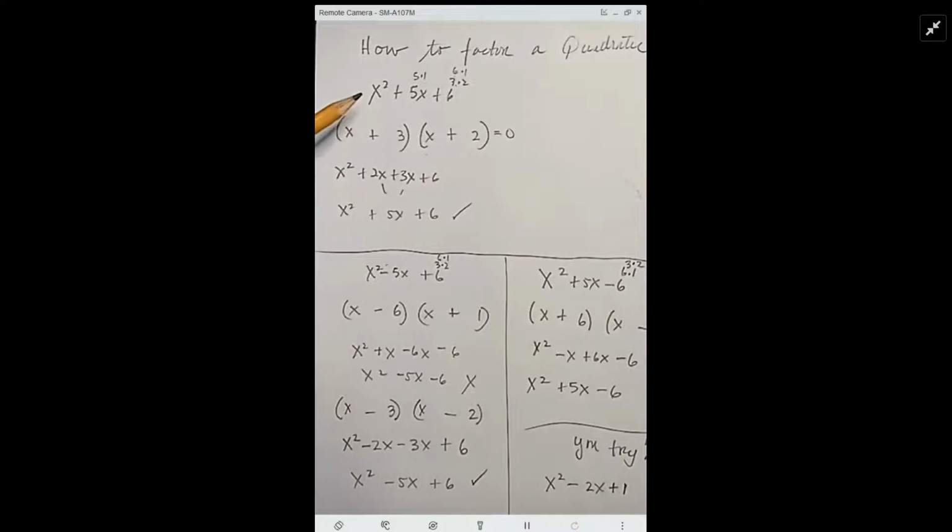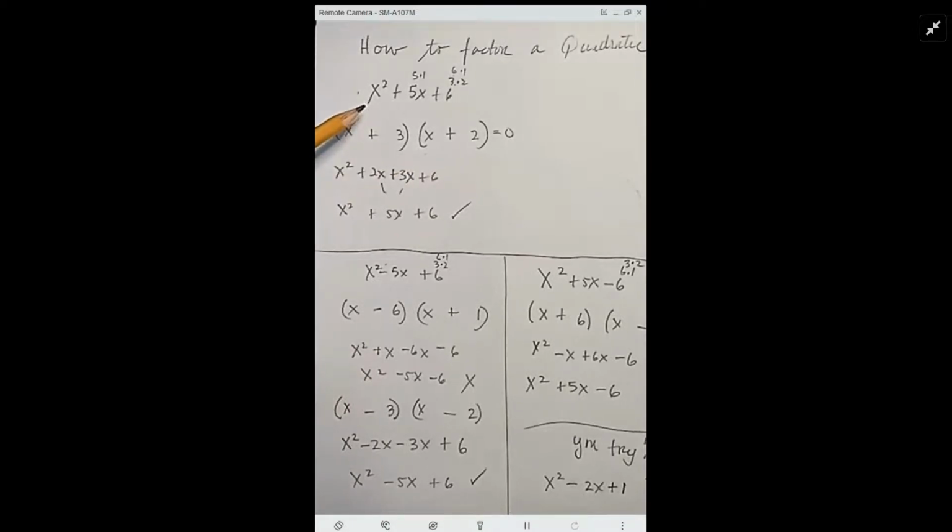Then look at your x squared. The only way I can get x squared is to place an x here and an x here, so I do that automatically. If it was a 2x squared, choose a prime number, the only way you can get 2x squared is to place a 2x and then an x. So that's the idea: get that x, set up the parentheses, put the x's in there.